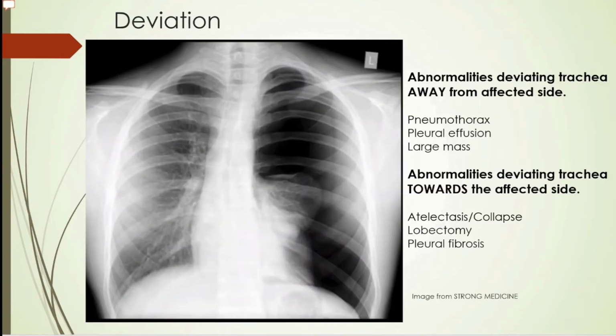Okay, so A for airway here, and we're looking at the trachea. So here you look down, draw out the trachea, and you can see that it's kind of deviated off to the patient's right-hand side. And you think, well, what causes deviations? Well, things that push away are things like pneumothorax, pleural effusions, large mass. But some pathology will actually pull the trachea towards it. If you have an atelectasis, a lobectomy, pleural fibrosis, things like that tend to pull that trachea towards the pathology.